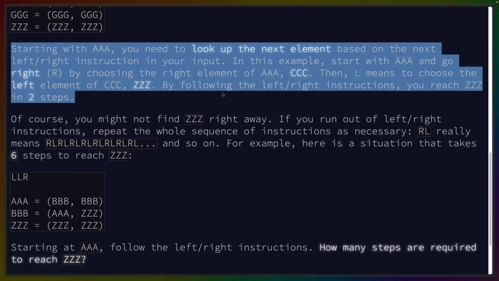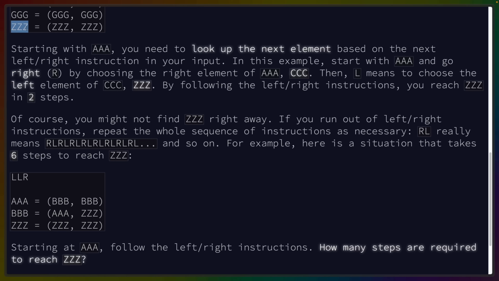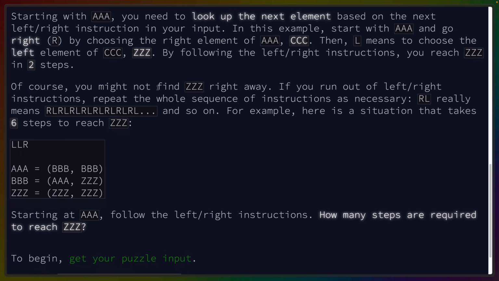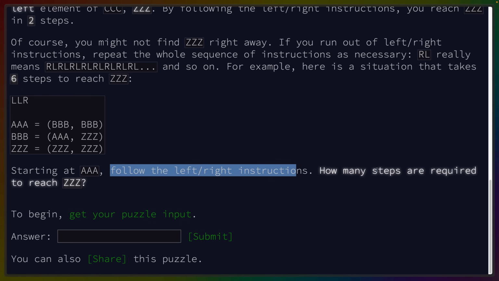B-tree map: keys of the nodes with values that are the tuples for left, right, and then we just match and we go left or right. Don't need to solve any graph traversal, at least in part 1 yet, as far as I can tell. Of course, you might not find Z right away. If you run out of left-right instructions, just repeat. So this can sit in, I guess, a vec or anything that we can rotate through. Basically, we just stick this in an iterator, make it an infinite repeating iterator, and then we just keep going. Follow the left-right instructions. How many steps are required to reach Z?